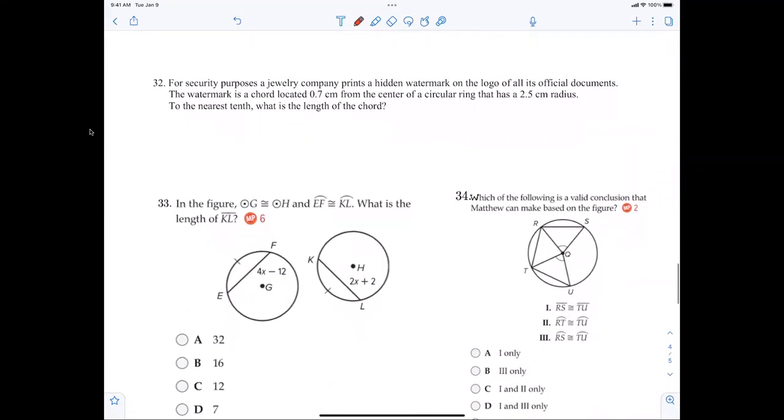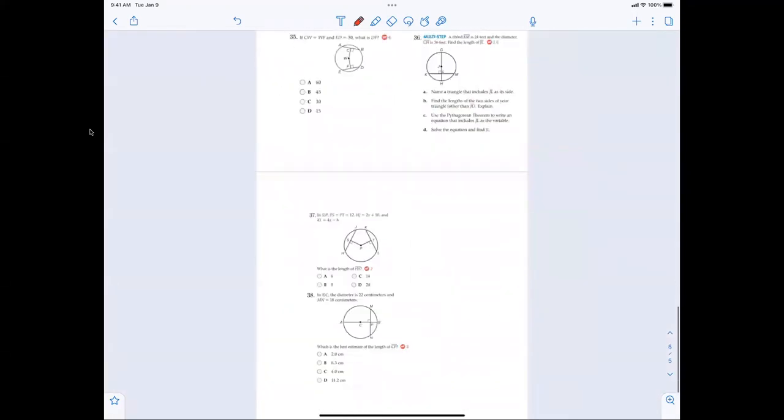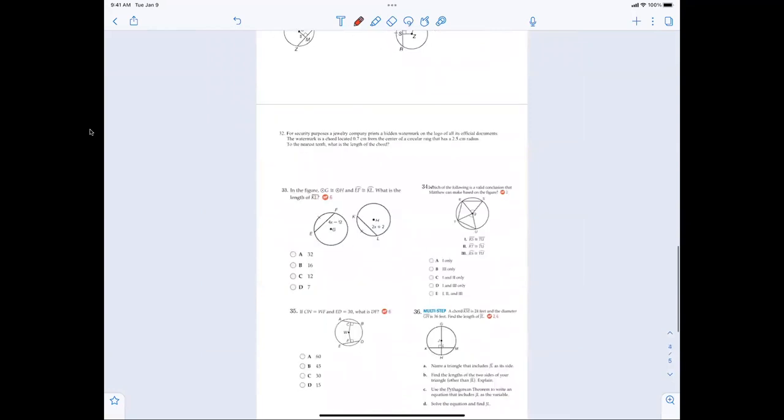All right, let's just jump to 32. We'll do some of these harder ones down here, and then you can go back and do the easy ones. All right, here we go. Let's look at 32.